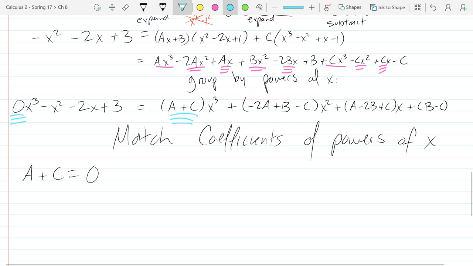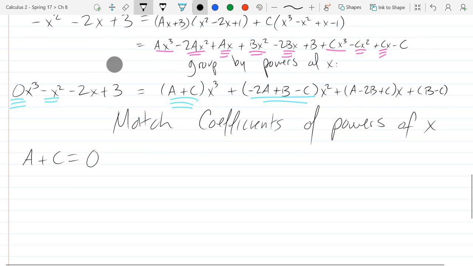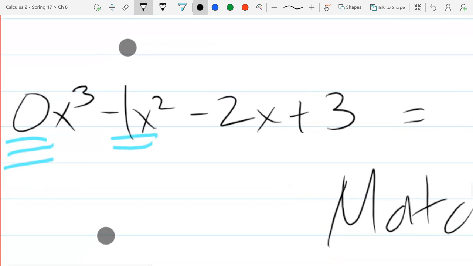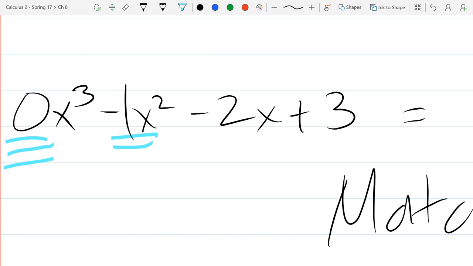And I'll go with a double underline for our x squares. So we have negative 2a plus b plus b minus c equals, what is the coefficient of x squared on the left side? It's negative 1. So you can't just write like this. Oh, look, I wrote what's in front of the x squared term. So we know there's an invisible negative 1 hanging out, even though we don't write it out. It's totally reasonable to write negative 1x squared like that, just so you don't forget that it's really a negative 1 there.